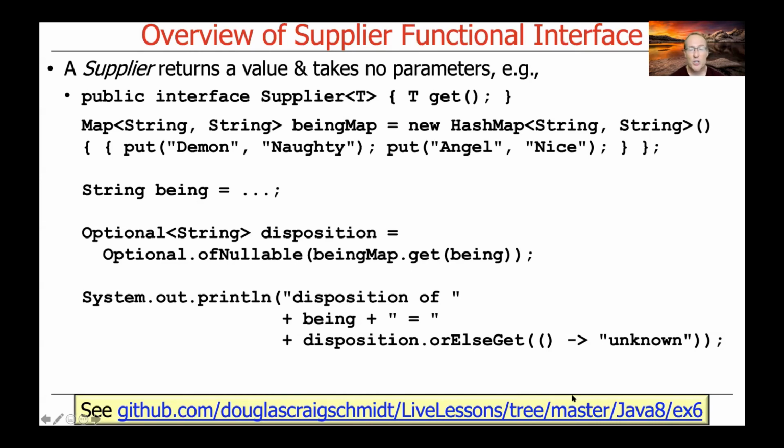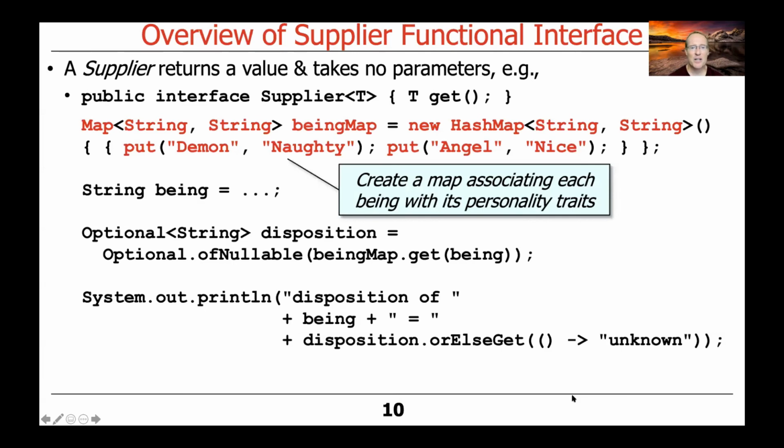So the example, which you can find in my EX6 folder, is going to essentially map beings like angels and demons and wizards and hobbits, or whatever you want to map, to their most designated personality trait. As we'll see here, a demon is naughty and an angel is nice, and maybe a wizard is wise and a hobbit is resilient, or whatever. So we're just having a map that maps string to string.